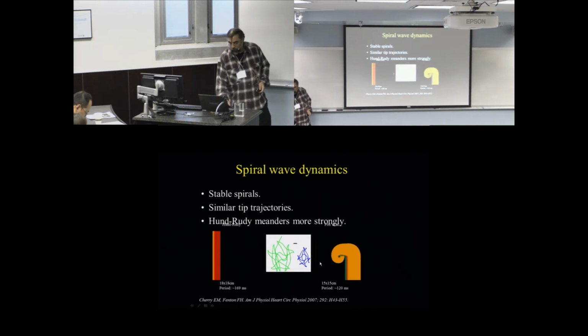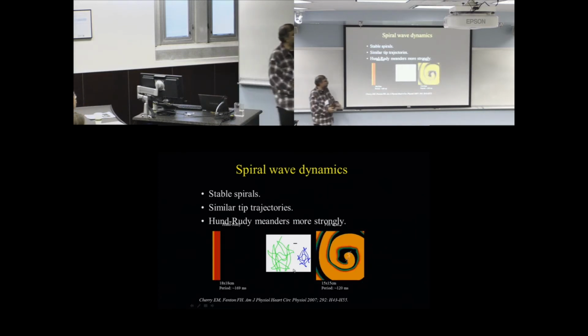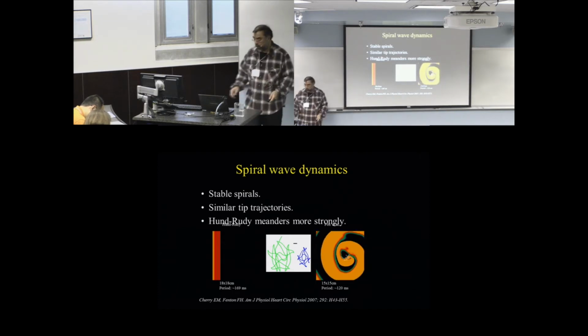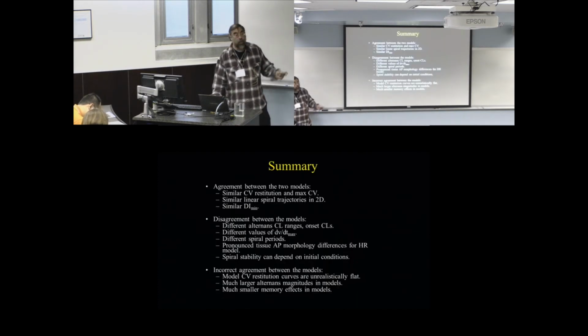This is the simulation of the two spiral waves. Sorry, I won't play this one. But both of them give spiral waves, with different lengths of the tip trajectories. Anyway, this is a summary of the differences.